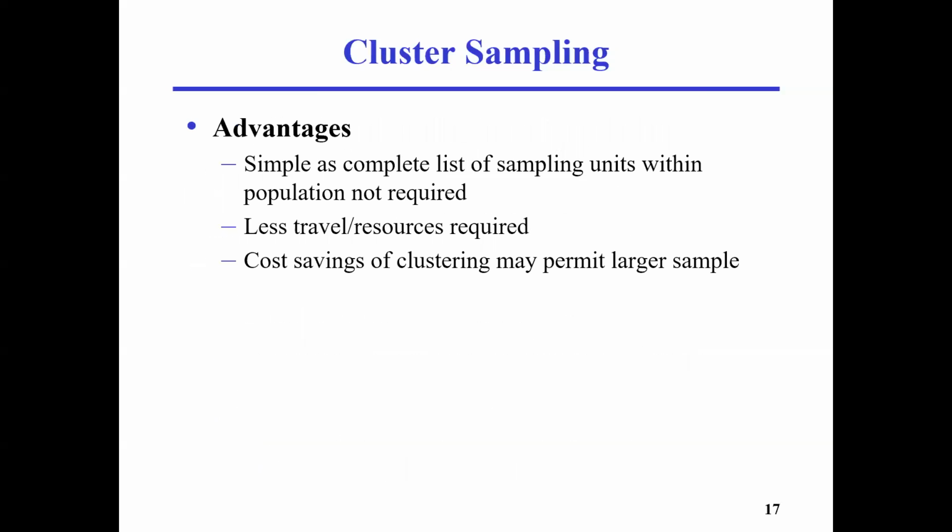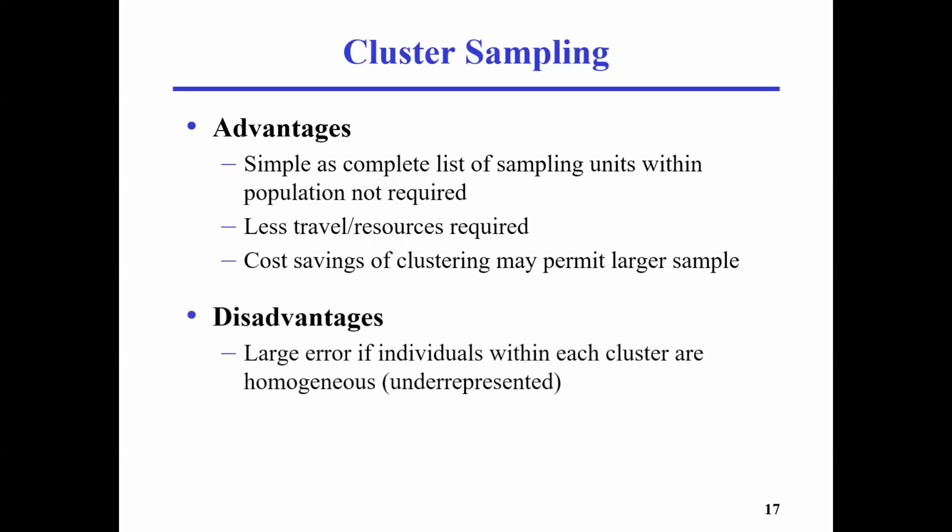Okay. The advantage is very simple, right? You don't have to do long distance travel, and it saves resources. Okay, I divide the population into groups. I would just choose several groups, several categories, or several clusters that are convenient for me to do the sampling.